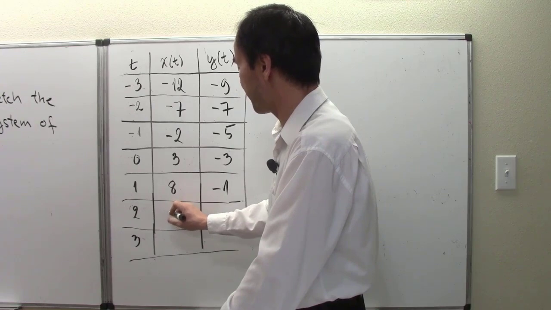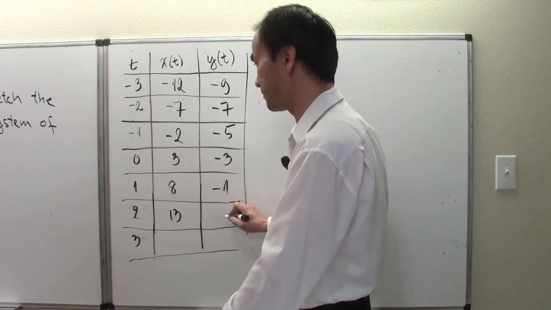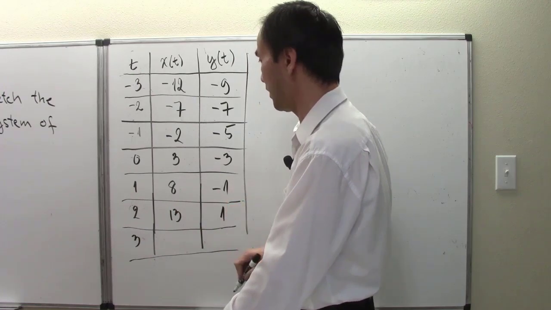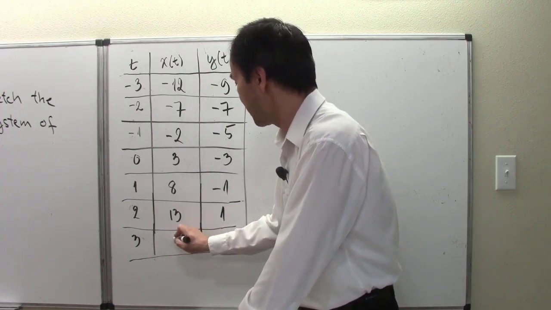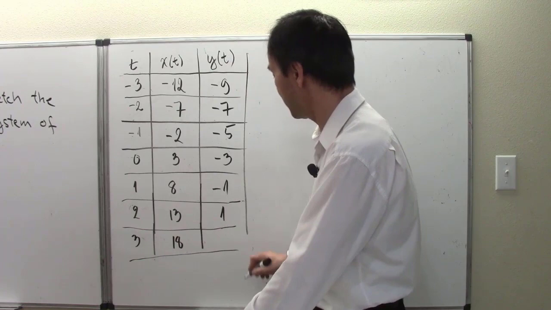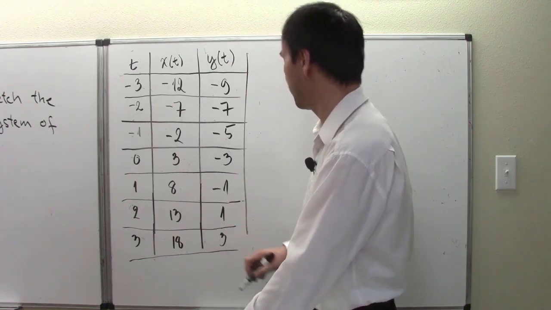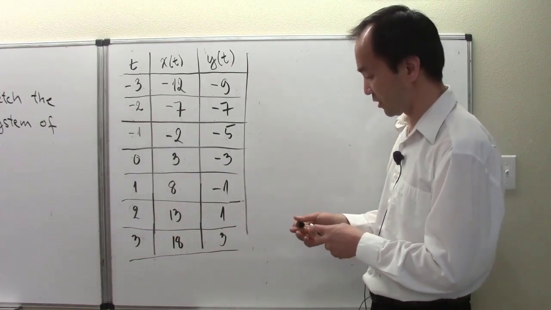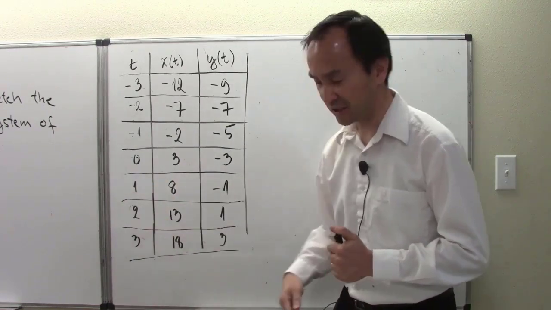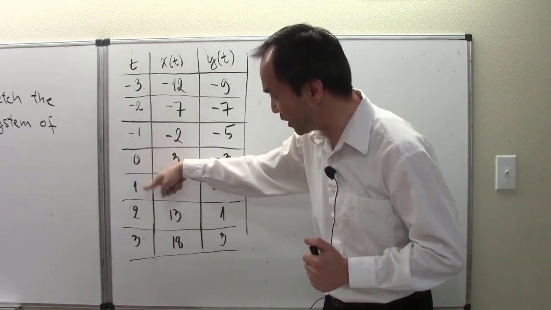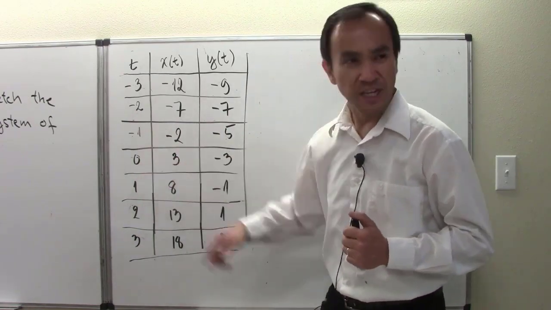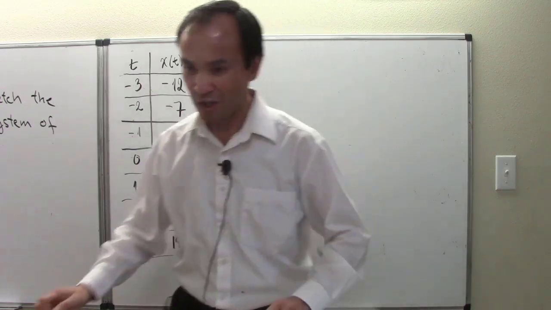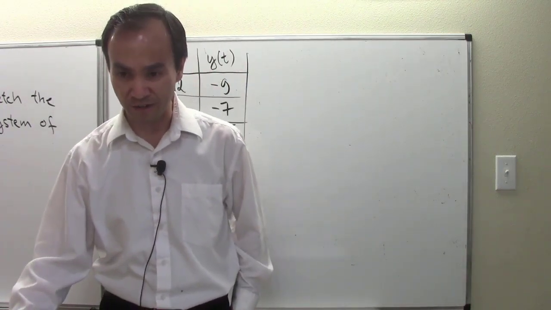And then for t equals 2, here we have 13 for x and 1 for y. And then when t is 3, we're looking at 18 for x and 3 for y. All right, so those are the values, and we can keep going further with the table. You can even try some values between 0 and 1 or between 1 and 2. There should be infinitely many values for t that you can try. Now let's see how we can do that on the graphing space right here.